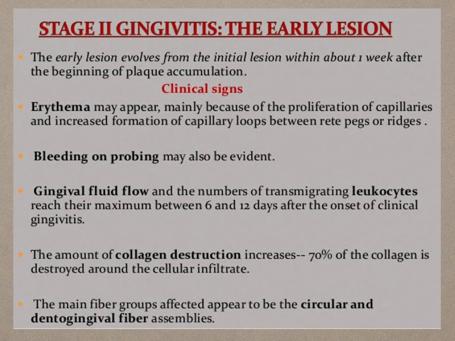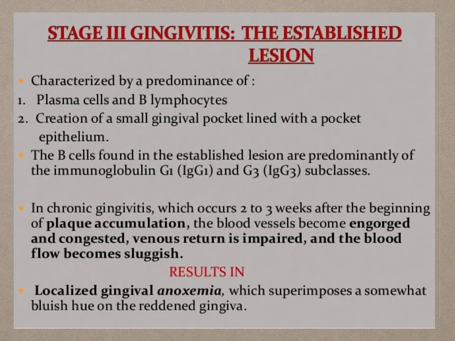Next is stage 2 gingivitis, or the early lesion. It involves the initial lesion within about 1 week after the beginning of plaque accumulation. The clinical signs involve erythema, and bleeding on probing, which is the first clinical sign of gingivitis, is also seen here. The gingival fluid flow is increased and the number of transmigrating leukocytes also reaches its maximum. The amount of collagen destruction increases, that is, 70% of the collagen is destroyed. The main fiber groups affected appear to be the circular and the dentogingival fiber assemblies.